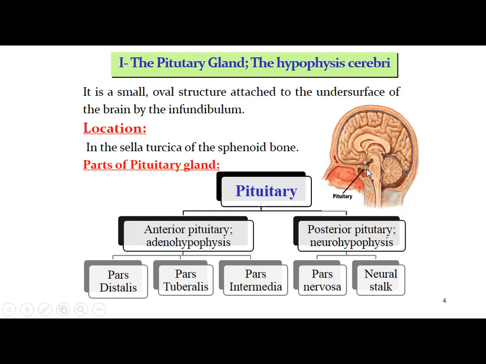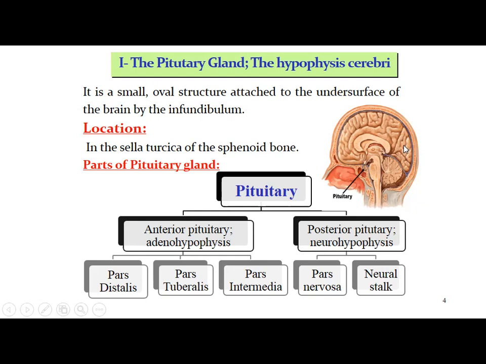And just above that, you can see there is a depression called sella turcica. Sella turcica is a concavity inside which we can see the pituitary gland kept well safe, because it's an important endocrine gland. It is covered and well protected by the bone, the sphenoid bone, and it is present in a depression called the sella turcica within the sphenoid bone.